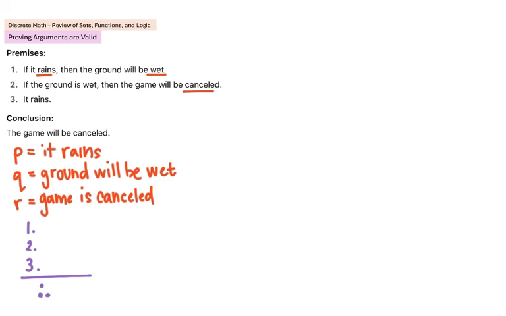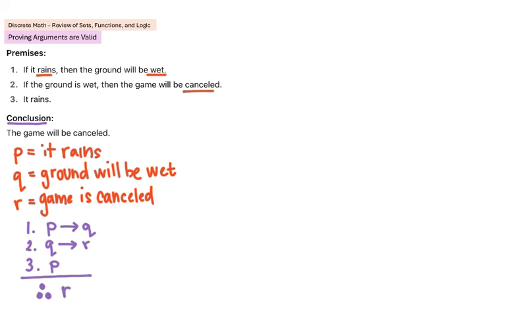So the first premise, if it rains, then the ground will be wet. That's P implies Q. The second premise, if the ground is wet, that would be Q, then the game will be canceled. Q implies R. And the last one, it says it rains. So that's P. And the conclusion, we put these 3 dots to mean conclusion. Therefore, we can conclude the game will be canceled, which is R.